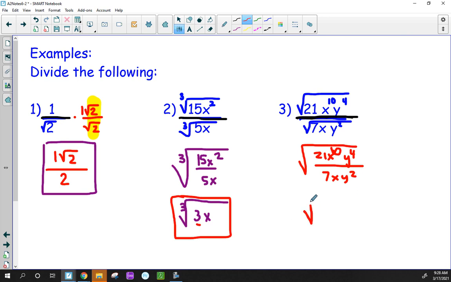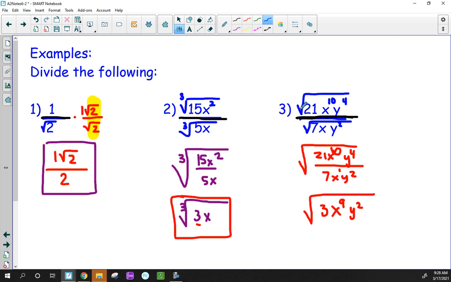Okay, then you're going to drop your square root down. We're going to simplify this piece. 21 divided by 7 is 3. X to the 10th divided by x to the 1st is x to the 9th. Y to the 4th divided by y to the 2nd is y to the 2nd.